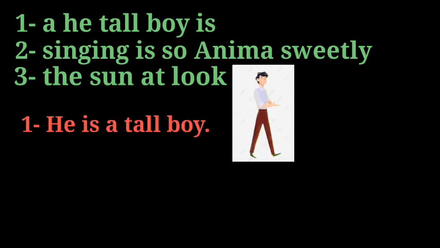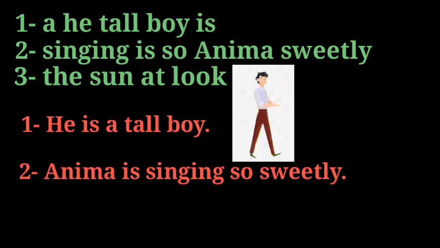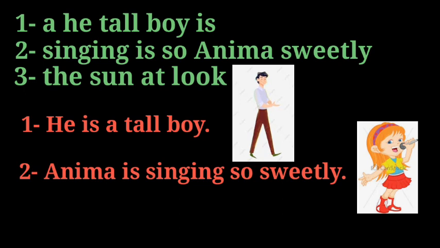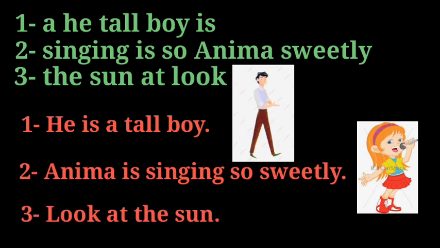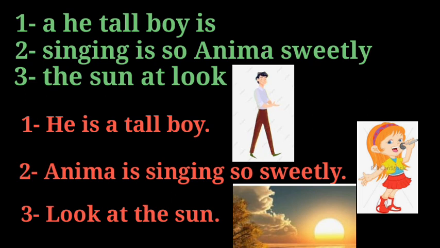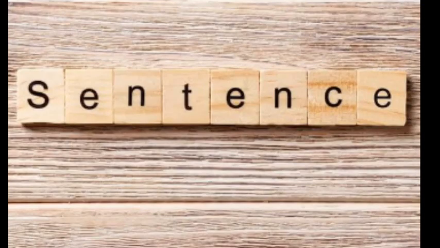Now read the following groups of words. First one, he is a tall boy. Number 2, Anima is singing so sweetly. Number 3, look at the sun. Do they make sense? Yes, because here the words in each group are in the correct order and therefore they make complete sense, which is called a sentence. So, now we will learn about sentence.